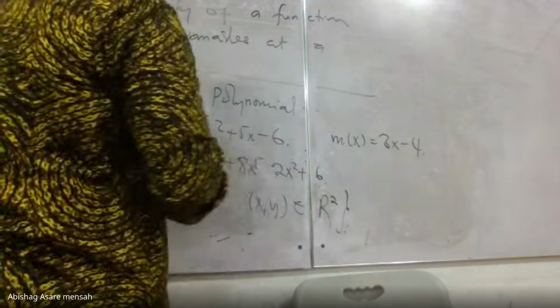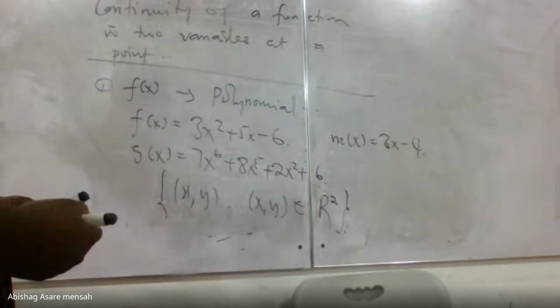Sorry, sir, sorry to cut you. The g of x is 7x to the power 6 plus 8x to the power 5 plus 2x squared plus 6. Okay, thank you. That's it.